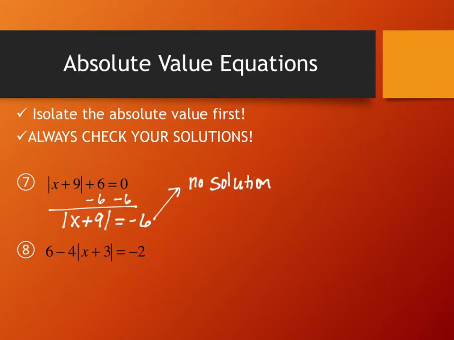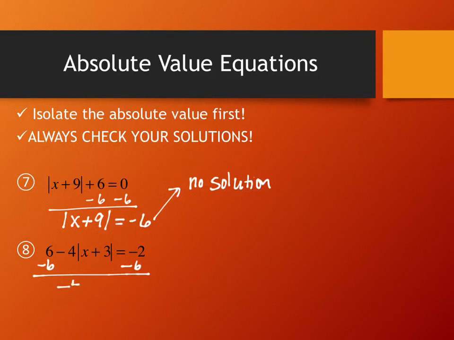So we're going to do the same kind of thing on number 8. We're trying to isolate the absolute value. So I want the absolute value, the 4x plus 3, to be by itself. So I start with what's furthest away from it, which would be my 6, and I move the 6. How will I move my 6 to the other side? What operation? Subtraction it is, you bet. So we're going to subtract 6 from both sides.